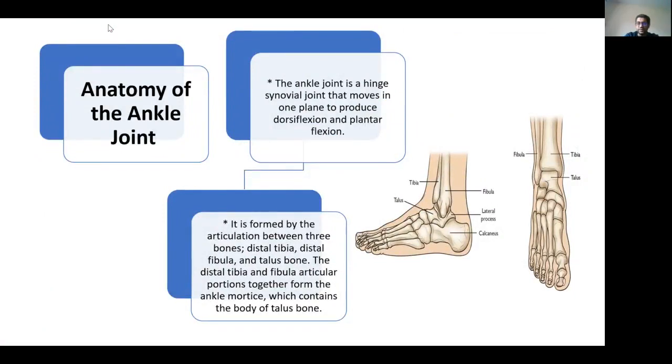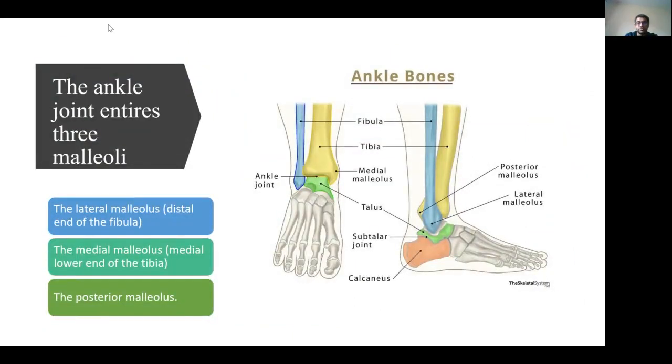The ankle joint is a hinge synovial joint that moves in one plane to produce dorsiflexion and plantar flexion. It's formed by the articulation between three bones: distal tibia, distal fibula, and the talus bone. The distal tibia and fibula articular portions together form the ankle mortise, which contains the body of the talus bone, as you can see in the picture. The ankle joint entails three malleoli: the lateral malleolus, which is the distal end of the fibula, the medial malleolus, which is the medial lower end of the tibia, and the posterior malleolus.